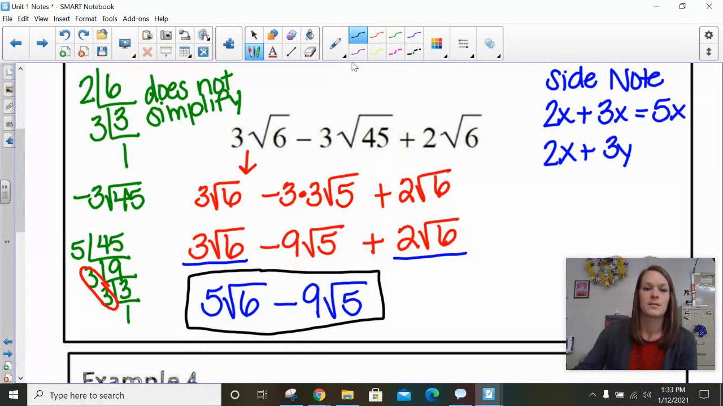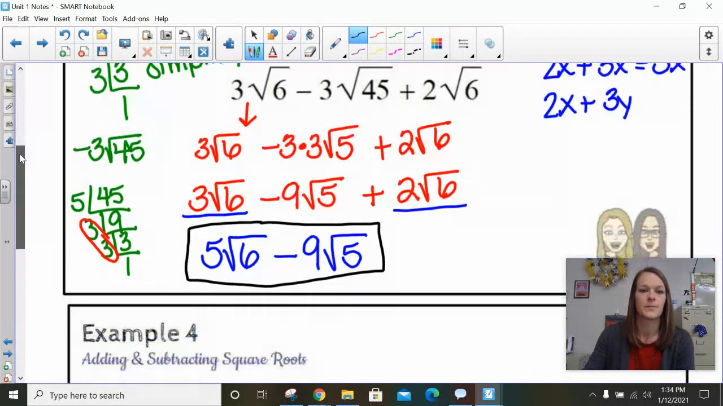When you're looking at problems like this, you want to simplify any radical that can be simplified first, which is what I did. And then you will combine like terms. Let's look at another example.